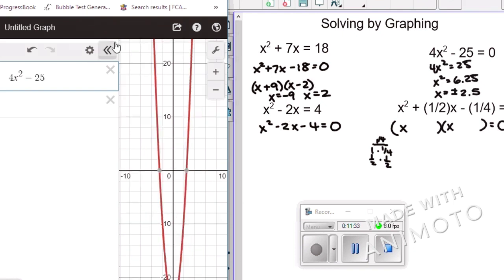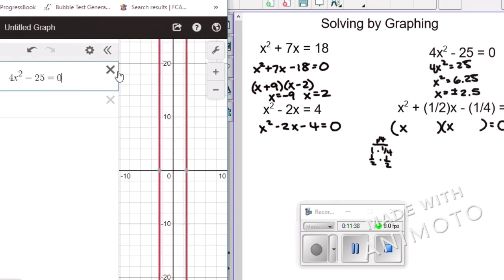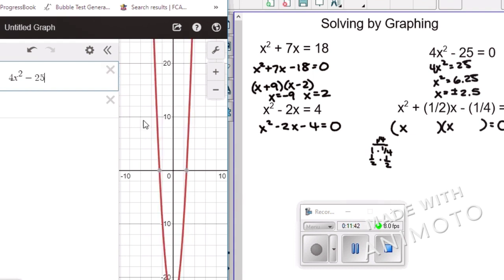So the second one, 4x squared minus 25. Now you can put equals 0. I just didn't like what it did to our graph. It doesn't even make it look like a parabola anymore. So I just kept it as the expression. And look here at our dots, negative 2.5, positive 2.5, exactly what we got here.